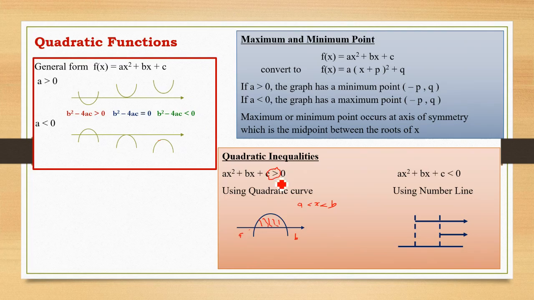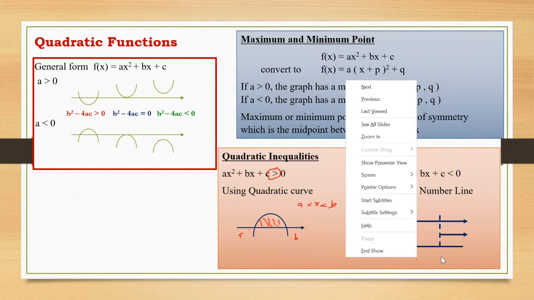If I change the inequality to less than, then you have to shade the region below your x-axis. What happens if you are using a number line? Let's say this point, I call it A.